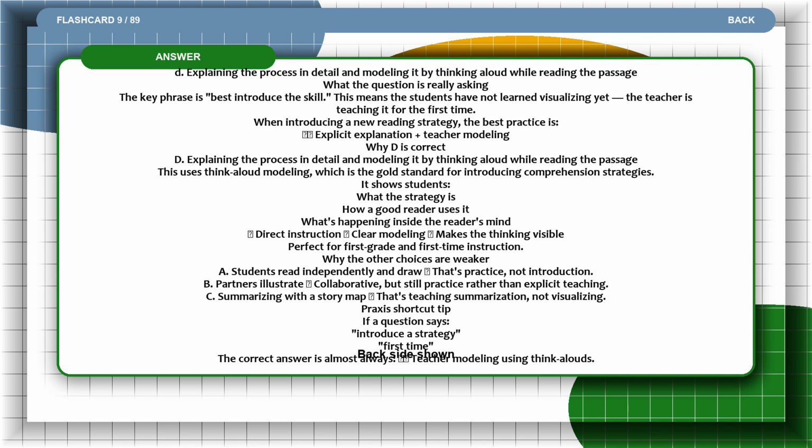Why the other choices are weaker. A. Students read independently and draw. That's practice, not introduction. B. Partners illustrate. Collaborative, but still practice rather than explicit teaching. C. Summarizing with a story map. That's teaching summarization, not visualizing. Praxis shortcut tip: if a question says introduce a strategy for the first time, the correct answer is almost always teacher modeling using think-alouds.